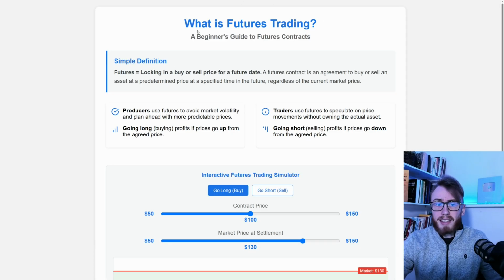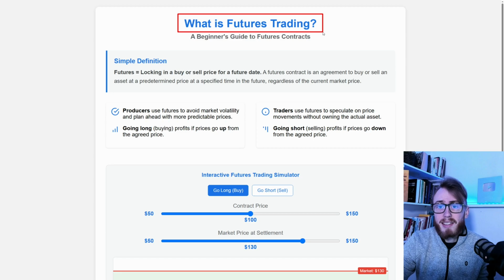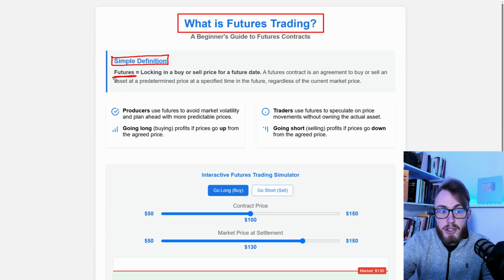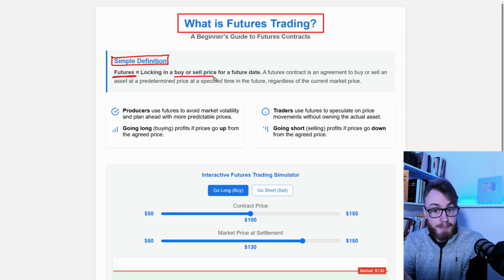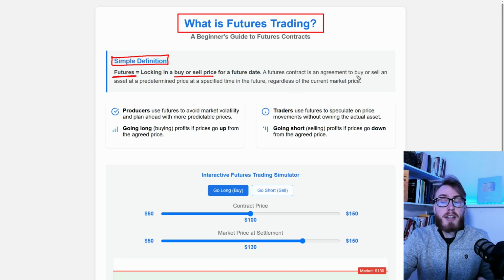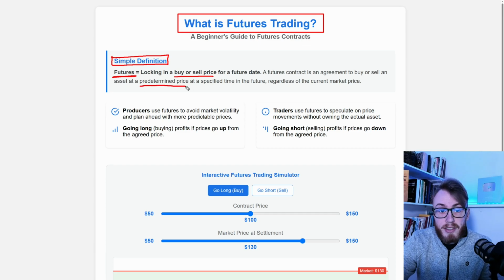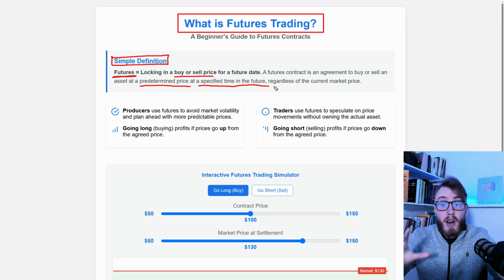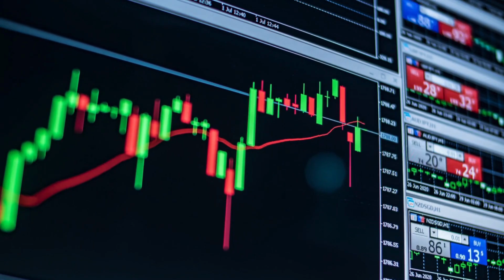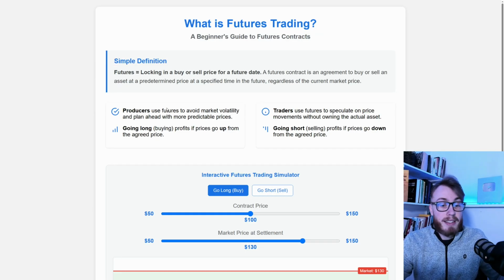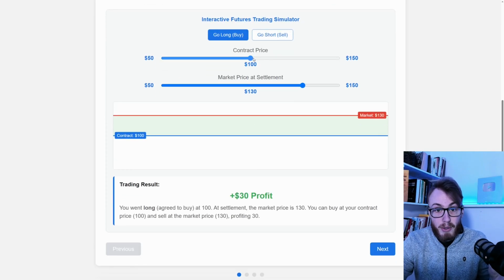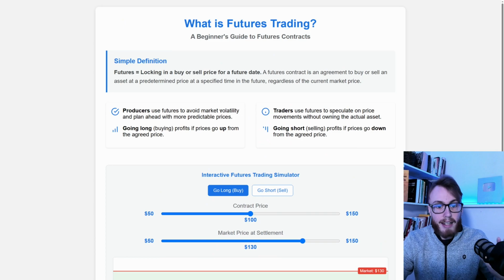Alright, so let's begin here by asking the very important question, what is futures trading? The simple definition here is that a futures contract is when you lock in a buy or sell price at a future date. A futures contract is an agreement to buy or sell an asset at a predetermined price at a specific time in the future, regardless of what the current market price is. And if this sounds a little bit complicated right now, don't worry, because we have an interactive tool here that I hope will make it really clear.